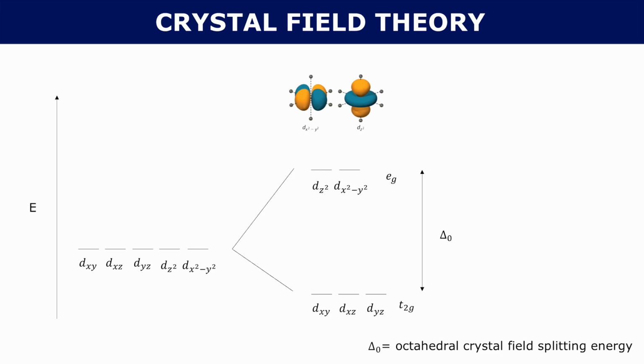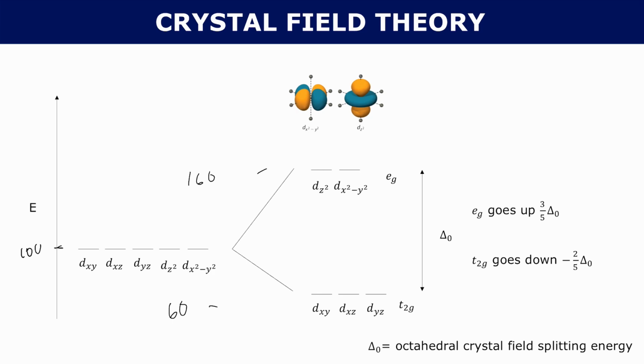And in octahedral ones, and again we'll talk more about what octahedral means a bit later, Eg goes up 3/5 of delta naught, and T2g goes down 2/5 of delta naught. So if I made up some imaginary numbers, let's say delta naught was 100, I don't know what units, Eg would be at 160, and T2g would be at 60. Alright, so recap: the orbitals that face the most repulsion get elevated to a higher energy level, and the ones that face the least repulsion get lowered to a lower energy level. And the difference in their energy is signified by delta naught.